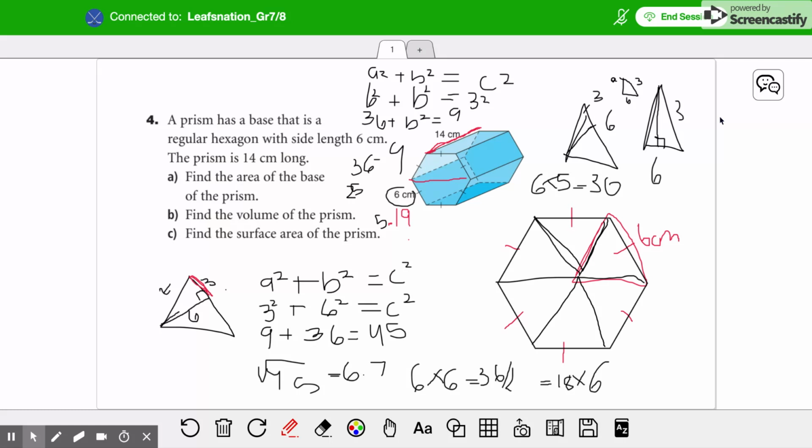So that 5.19 would be the height of the triangle. Then you multiply that by the base: 5.19 times 6 divided by 2. That would be one triangle, and then we have 6 of those. That gives me my 93.5.